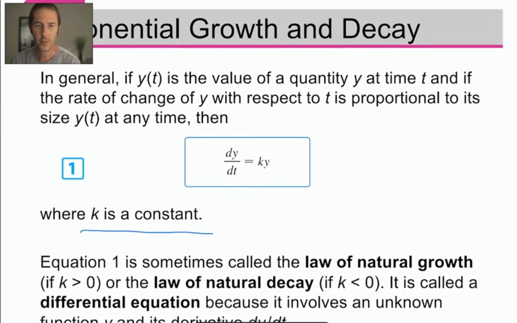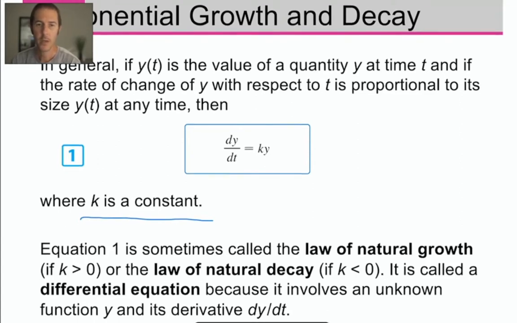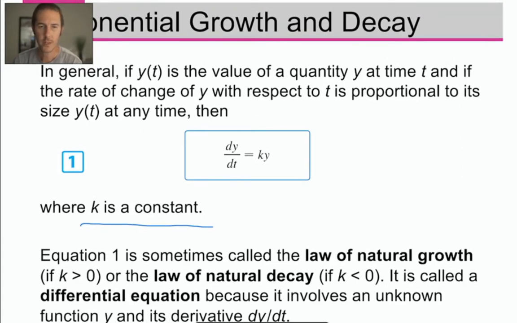So this equation involves the derivative of a function, y, and the original function, all in the same equation. And what it says is that the rate of change of y with respect to t, so that's dy dt, is proportional to, that's the k value, its size, y of t at some particular point in time. So there's this proportional relationship between the rate of change of a thing and the thing itself.